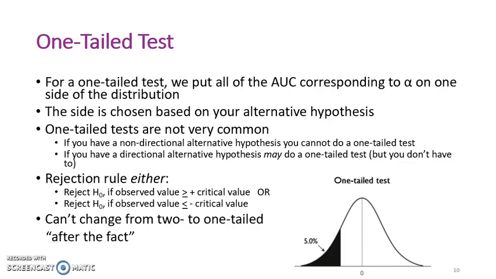Notice that you can't change from a two-tailed to a one-tailed test after the fact. That's considered cheating. You might make it easier to reject the null by moving the critical value closer to the middle of the distribution.